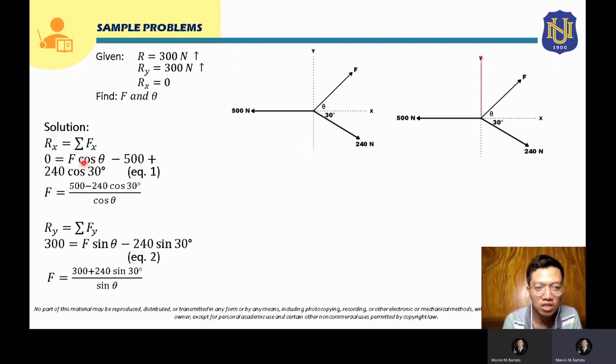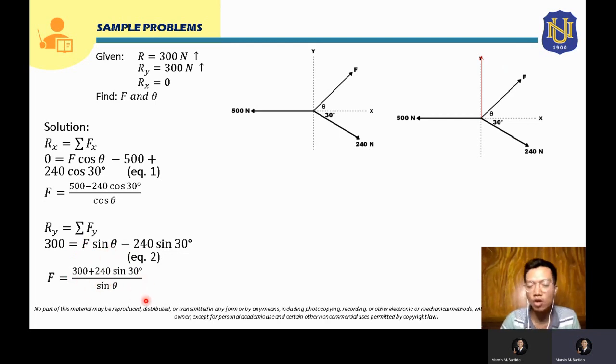Since what we need here is F, let's divide both sides by cosine theta. That's why cosine theta is here. So your F will be equal to 500 minus 240 cosine 30 degrees over cosine theta. Now for your equation 2, generate also the value of F. So your F here will be 300, and then transpose 240 sine 30 degrees to the opposite side. So that will be positive 240 sine 30. Since we only need F here, divide both sides by sine theta. That's why there's a sine theta here.